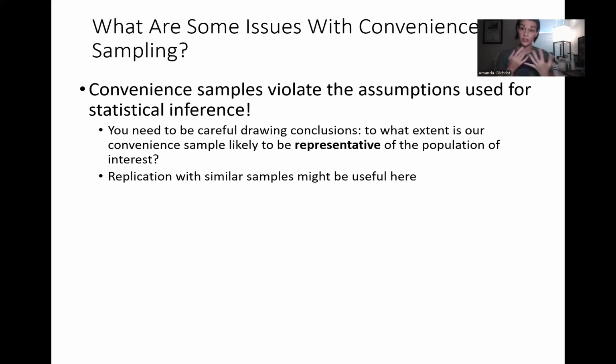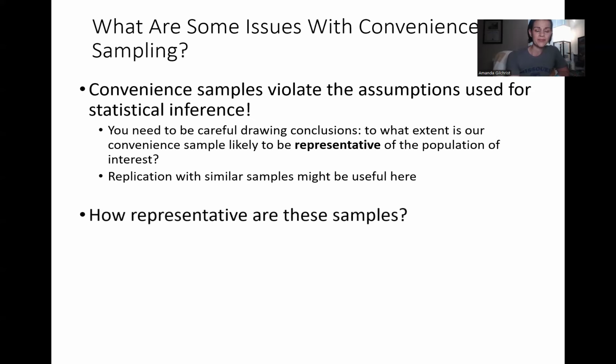So, this is when your critical thinking skills really come into play. To what extent is the convenience sample that we have likely to be representative of the population of interest? And this is a case where potentially replicating with similar samples could be useful here. How representative are these samples? So, this is something, if you're doing a convenience sample, that you're always going to have to think about.